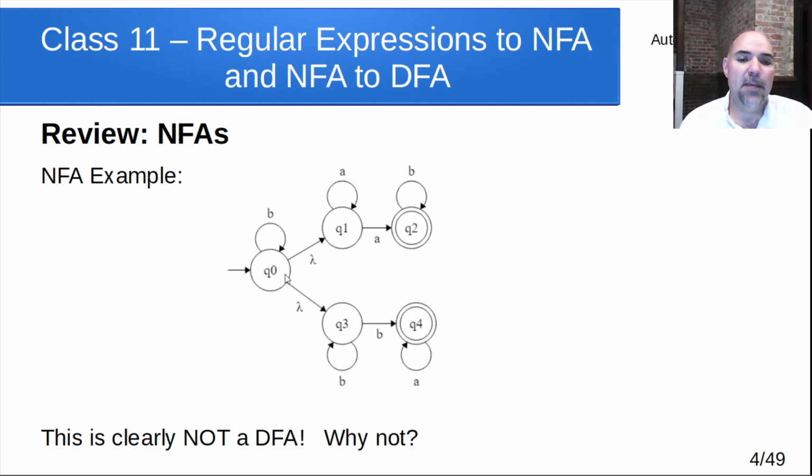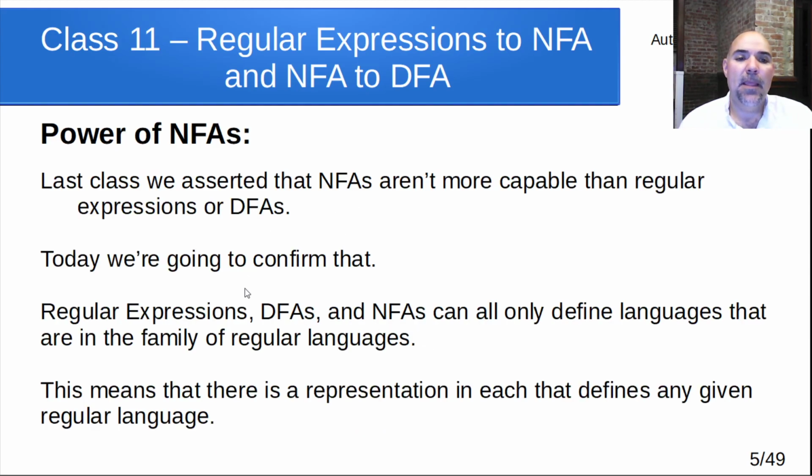It's not a DFA because we have lambda transitions. It's not a DFA because it's not a total function. There's nothing leaving Q2 that says A, nothing leaving Q4 that says B, nothing leaving Q1 that says B, nothing leaving Q3 that says A, nothing leaving Q0 that says A, and then we have these lambda transitions. So you'll note that that's definitely not a DFA.